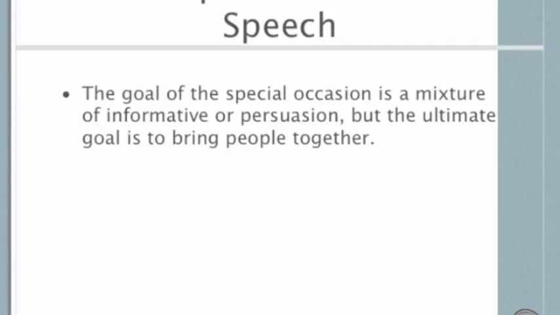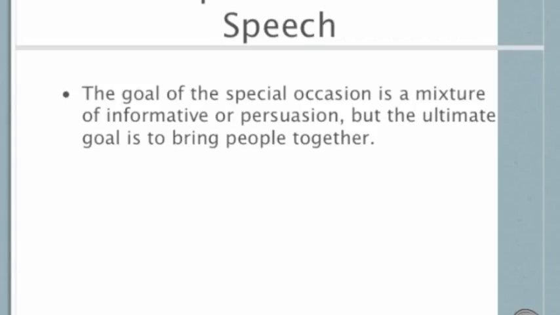The third type of speech is, you can't necessarily see it, but it's called the special occasion speech. In this, it's a mixture of informative or persuasion, but the ultimate goal of the speech is to bring people together. There are several different forms of the speech. They include things like eulogies, commencement addresses, after-dinner speeches, and even an introduction speech. While there are aspects of informative and persuasion in them, that's not its main goal.